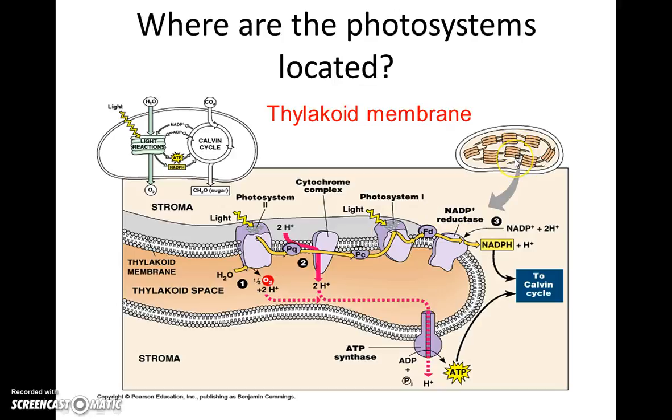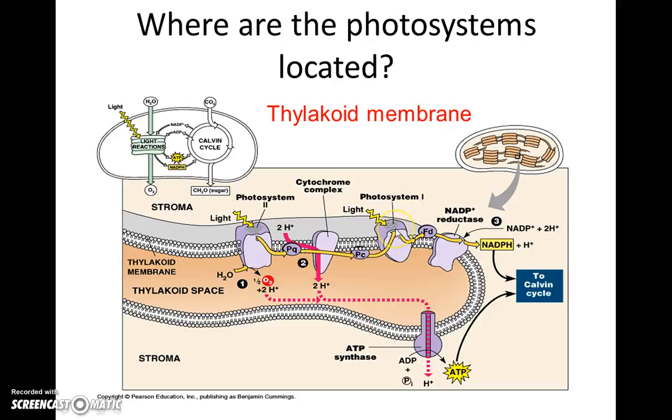Why do we have so many thylakoids? Why do we have so much membrane? It goes back to what we've talked so much about, which is surface area. We got tons of membrane for this electron transport to happen. Okay, tons of membrane with all these stacked thylakoids. So that's where the photosystems are located, or in these membranes.